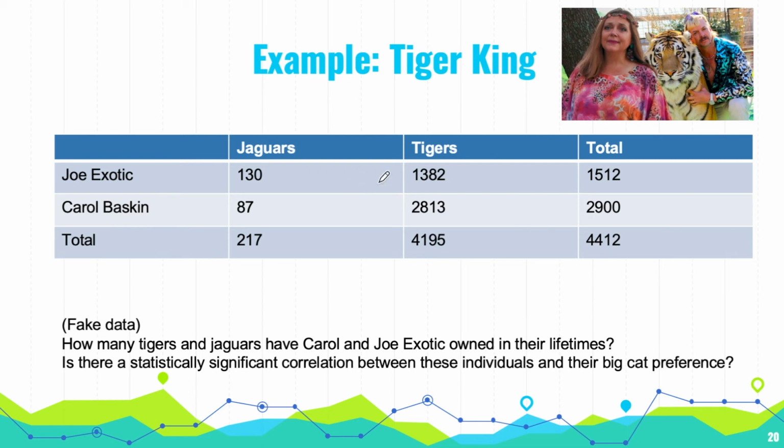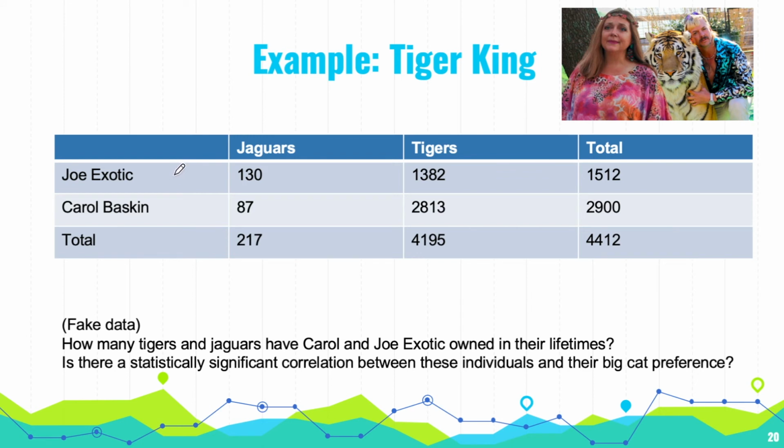So let's first examine our table. We have a contingency table. Remember that we have one variable on the top, which is big cat type. And we have one variable that generates our row headers. So we have Joe Exotic and Carole Baskin. And at the intersection of each of these rows and columns, we have a number, which is a frequency. These are all observed frequencies.